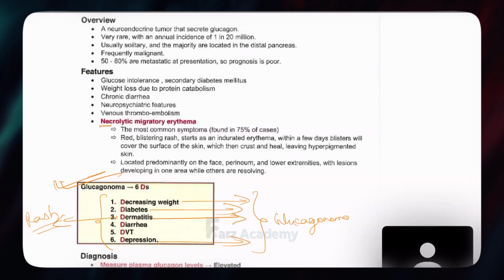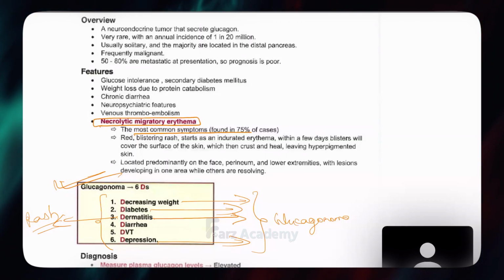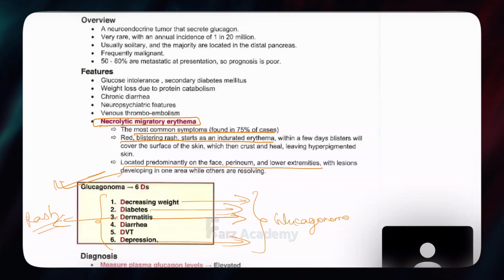This necrolytic migratory erythema is the rash that I am talking about. It is the most common symptom, found in 70% of cases, a red blistering rash that starts as erythema, located predominantly on the face, perineum, and lower extremities.